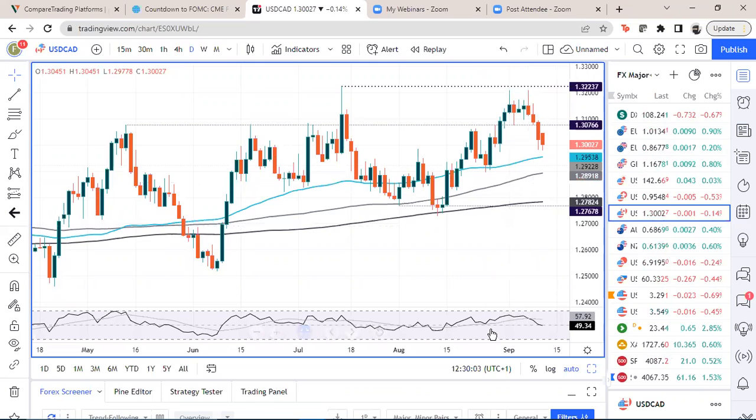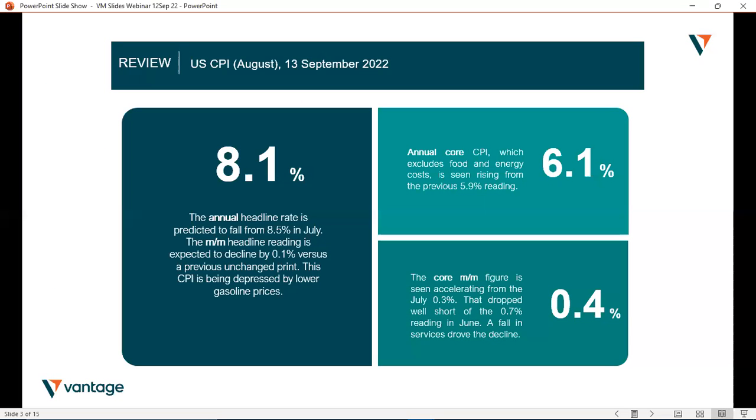The main event of the week for sure. If I just pull up a graphic that we use from time to time, you can see here, this is a preview of the data expected to get tomorrow.